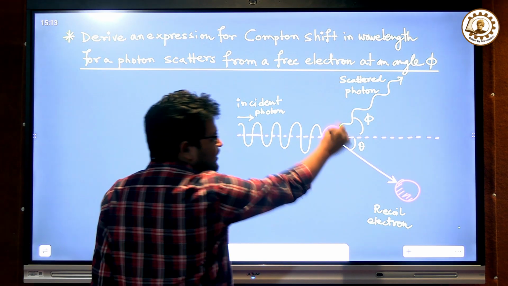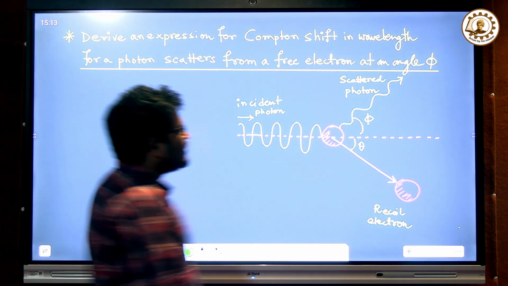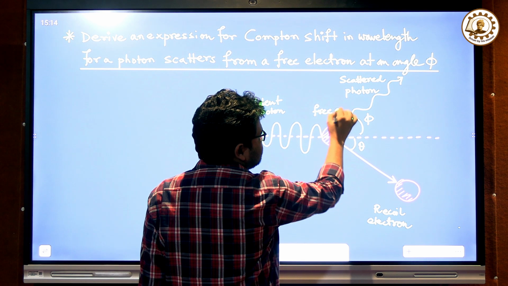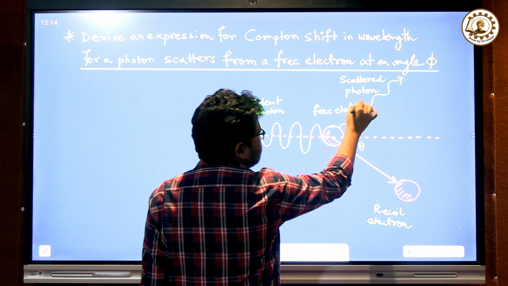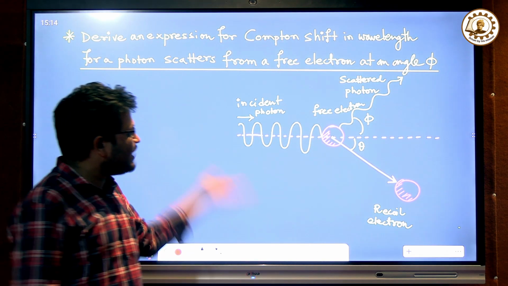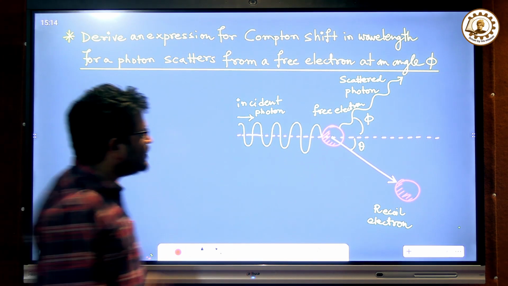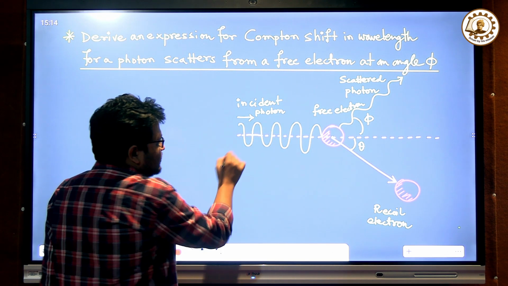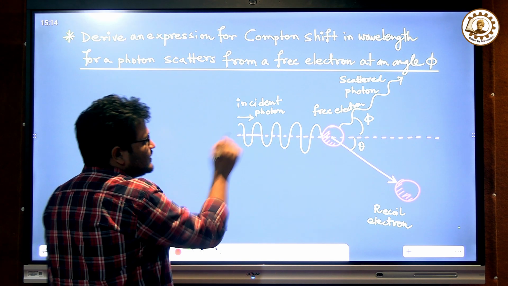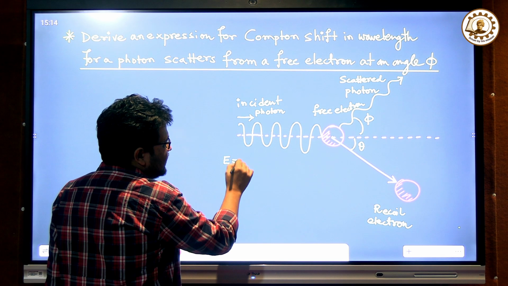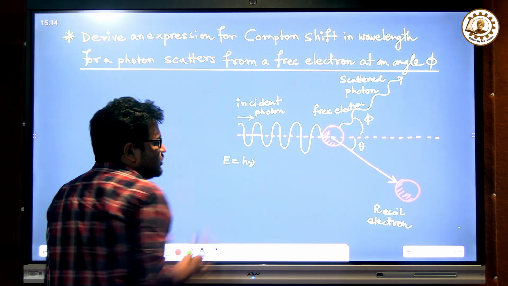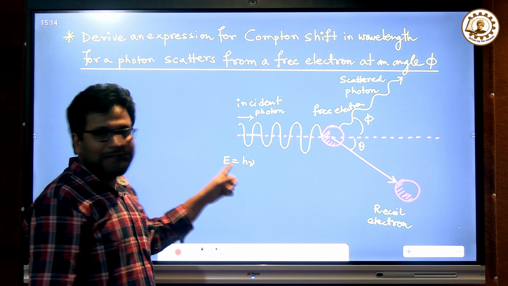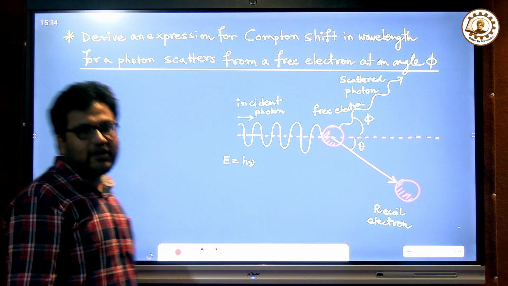Here, the purple circle, as you can see on your screen, is a free electron at rest. So it is a free electron. From the left we have an incident photon approaching this free electron. Suppose the energy of this incident photon is E equals h nu, according to Planck's equation, where E is the energy of the incident photon, h is Planck's constant, and nu is the frequency of this incident photon.